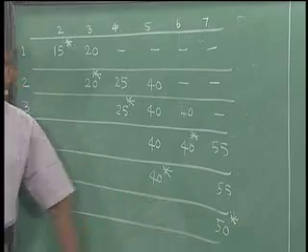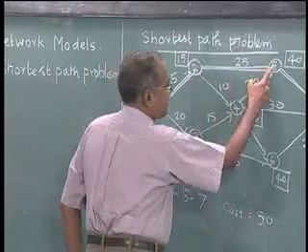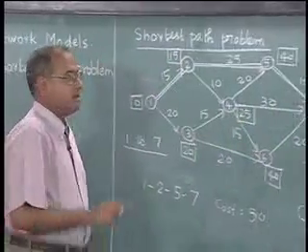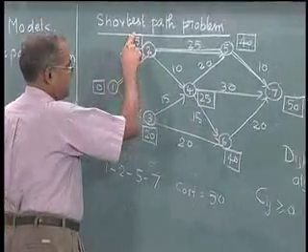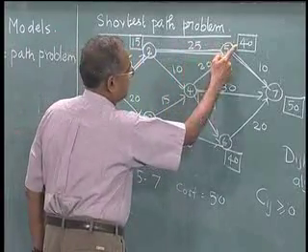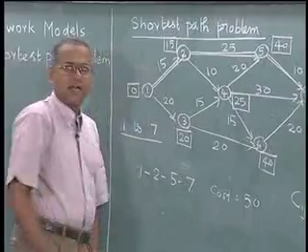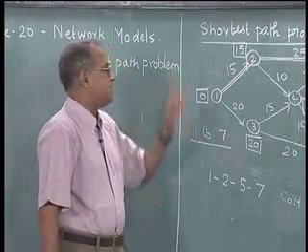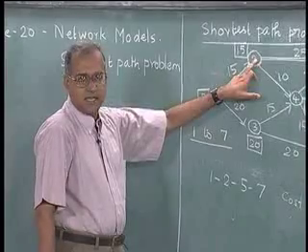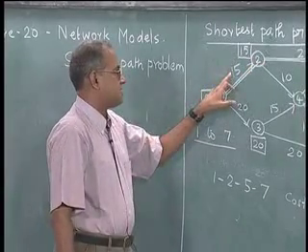got here. While for this we said it is 1 to 2, 2 to 5, 5 to 7, the motivation came from the fact that 0 plus 15 was 15, 15 plus 25 is 40, 40 plus 10 is 50. So, we have a path such that for every i j in that path, the label corresponding to j is the sum of the label corresponding to i plus the c i j.